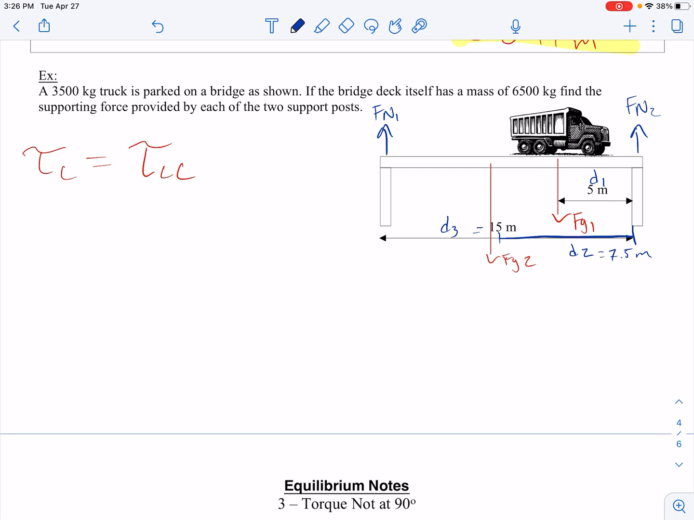We'll say clockwise. So I have my normal force 1, the left pillar, and the distance from its pivot is going to be 15. Sorry, I'm using D instead of R. Doesn't matter, same thing. So D3. And this is going to be equal to FG1 D1 plus FG2 D2. Notice there's two things being held up, both the bridge itself and the truck. And the main thing that's holding them up on this end is going to be the torque from the normal force of the left pillar.